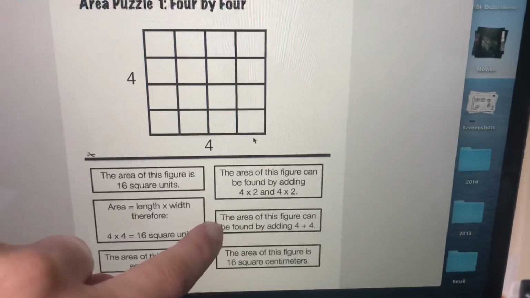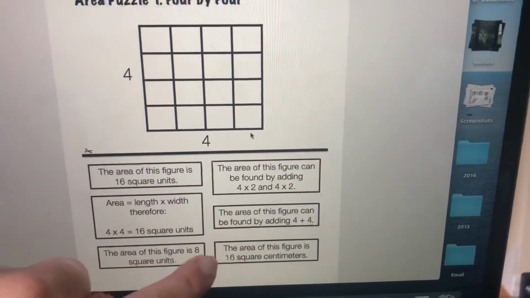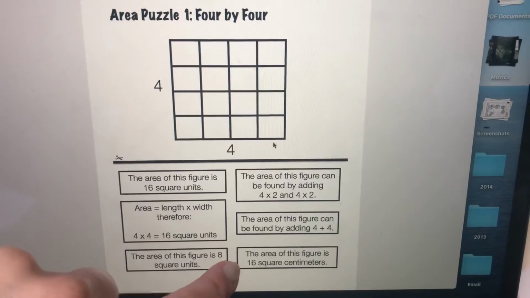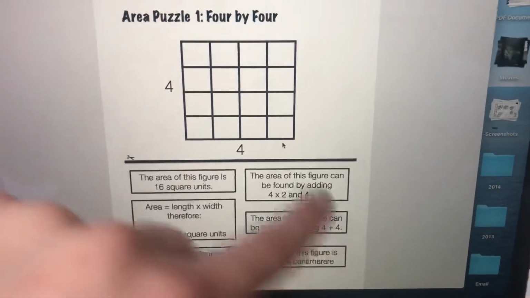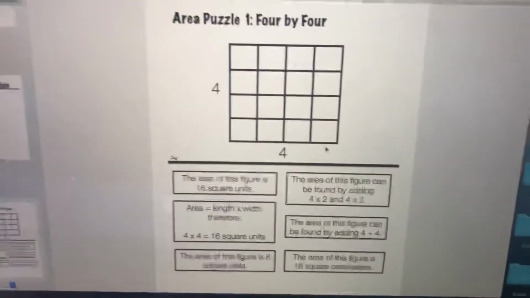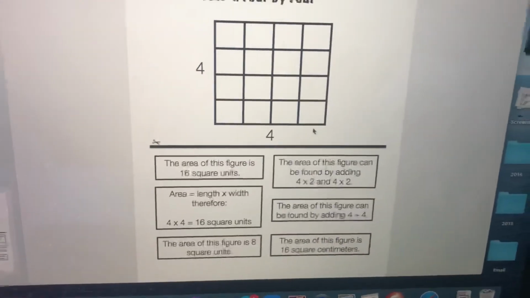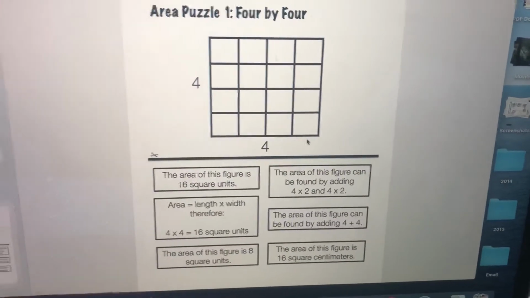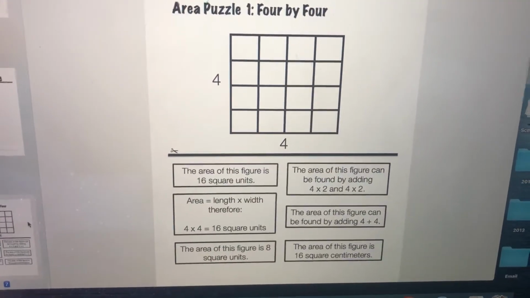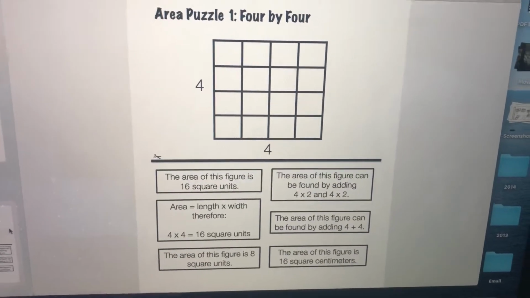The area of this figure can be found by adding 4 plus 4. Is that true or false? And the area of this figure is 16 square centimeters. So they're asking here, do we know that these are centimeters and we can call it 16 square centimeters instead of 16 square units? So you can go ahead and pause here for quiet in your head thinking. I'm going to scroll up for the answers. So go ahead and pause if you want to keep thinking about it.